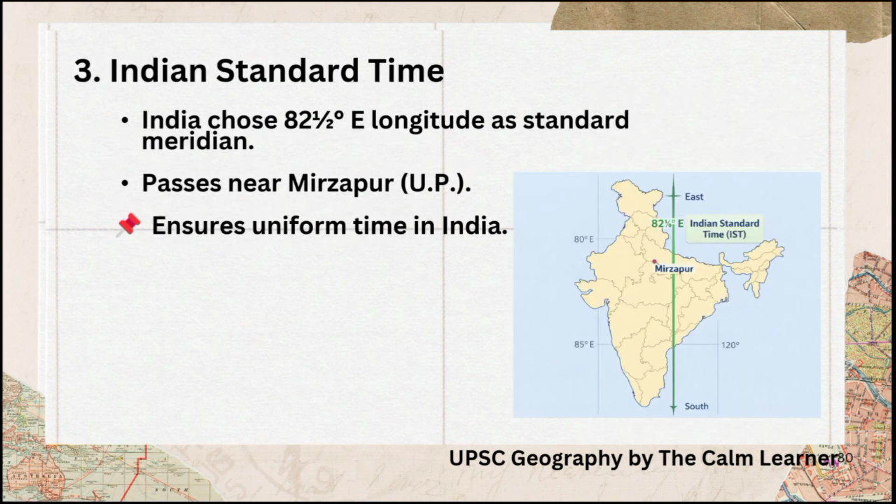Now let us talk about Indian Standard Time. We have already discussed it earlier in the longitudes and latitudes chapter. So let's discuss it again. Since India has a wide longitudinal extent, different places could have different local times. However, to avoid confusion, India follows a single standard time called the Indian Standard Time. Indian Standard Time is based on the longitude of 82 degrees 30 minutes east, which passes near Mirzapur in Uttar Pradesh. Following one standard time helps in maintaining uniformity in administration, transport, and daily activities across the country.